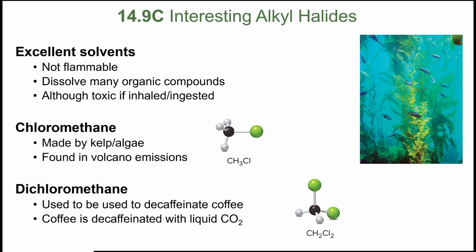Alkyl halides are excellent solvents because they're not flammable. They dissolve many organic compounds. However, they can be toxic if inhaled or ingested. Chloromethane is made by kelp and algae. You can see the structure there, CH3Cl. This is also found in volcano emissions. Dichloromethane is a common solvent in organic chemistry, and this one can actually be used to decaffeinate coffee. Coffee is decaffeinated also with liquid carbon dioxide or dry ice.